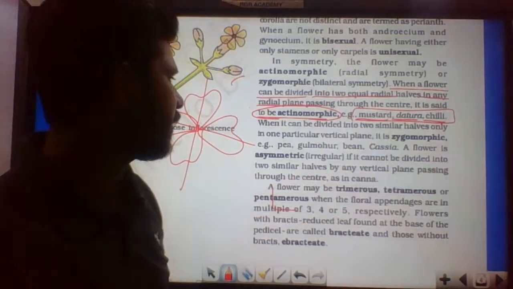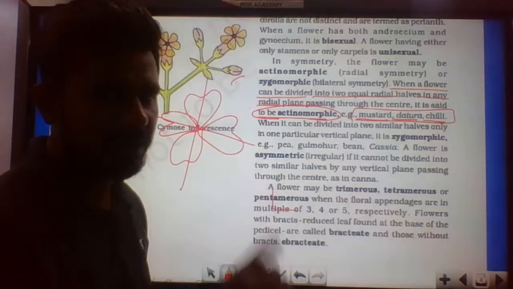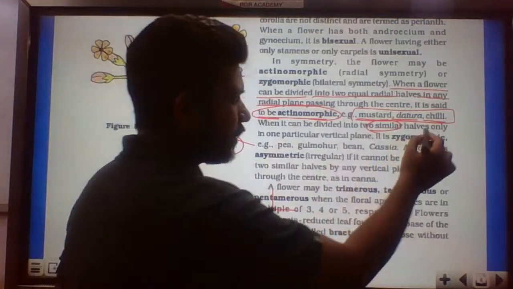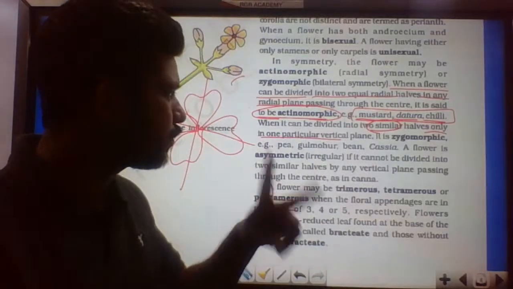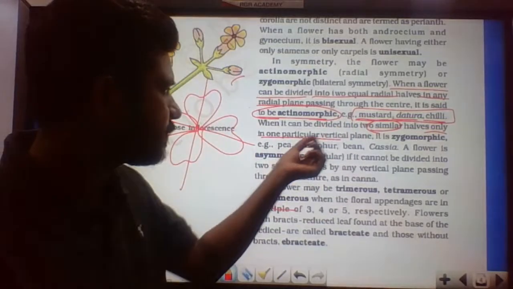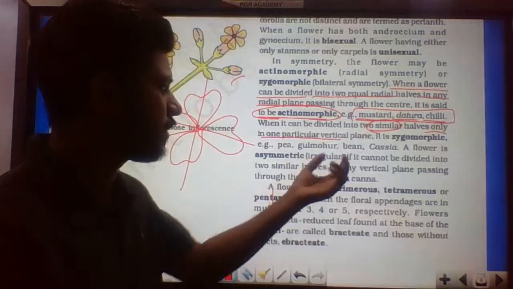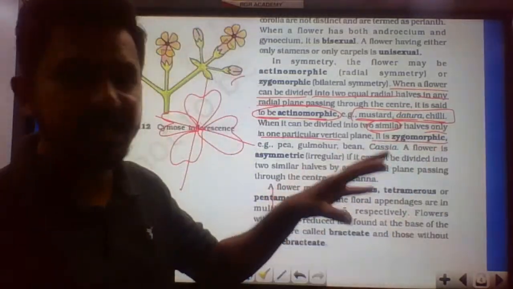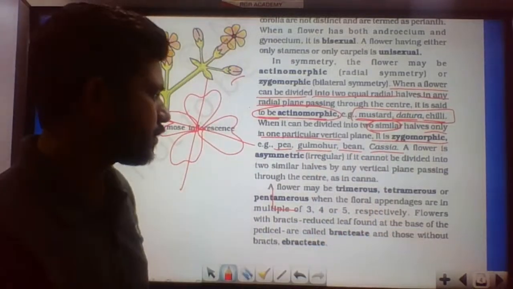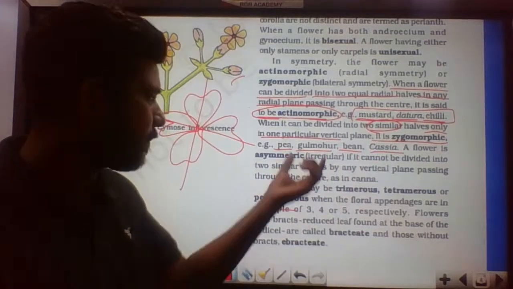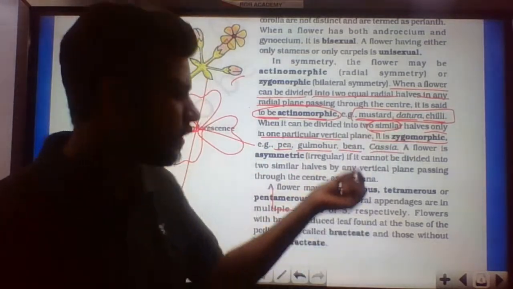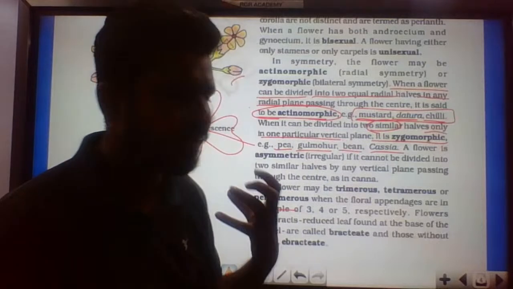And the second one is zygomorphic, when the flower can be divided into two similar halves. That is the keyword here, similar halves, and only one particular vertical plane. So these are the two important keywords: one is one particular vertical plane, and the second is two similar structures. Okay, so this type of flower is zygomorphic, as seen in pea, gulmohar, bean and cassia. Here 4 examples are mentioned, it is very important. So pea, gulmohar, bean and cassia have zygomorphic flowers.